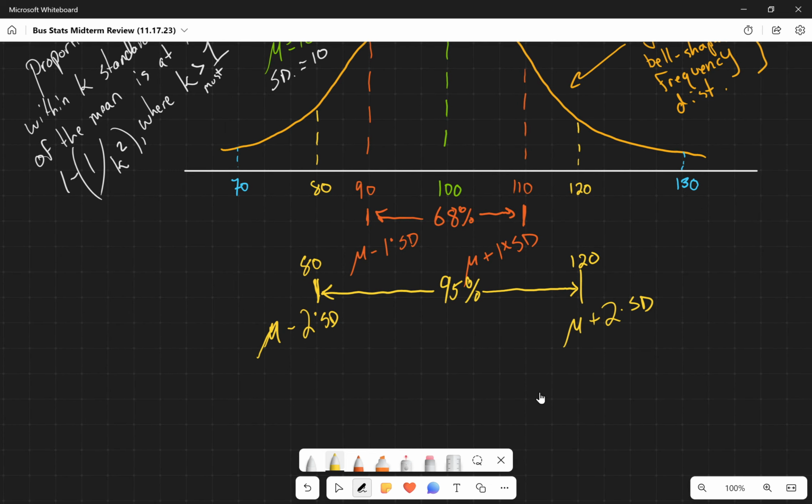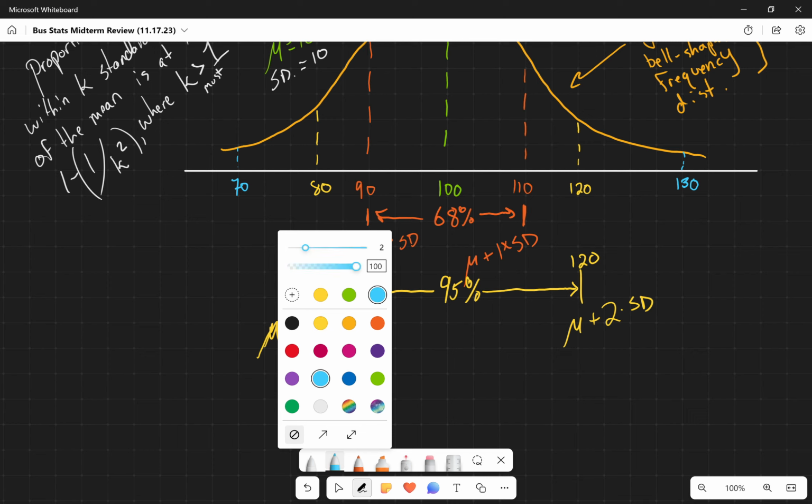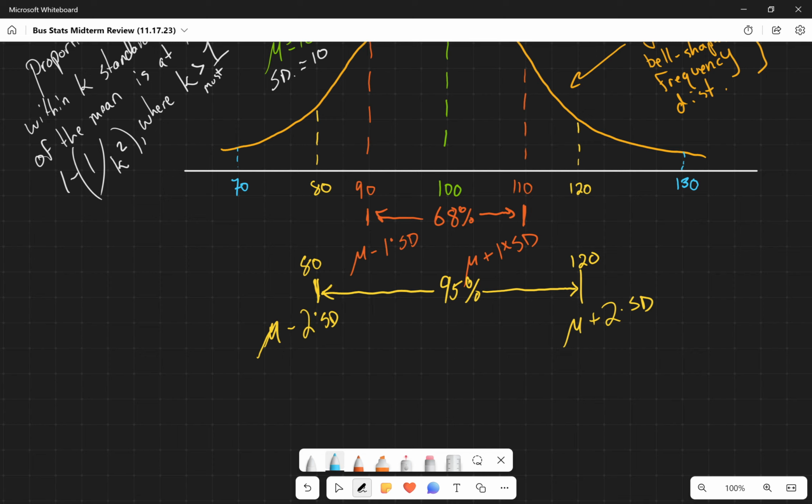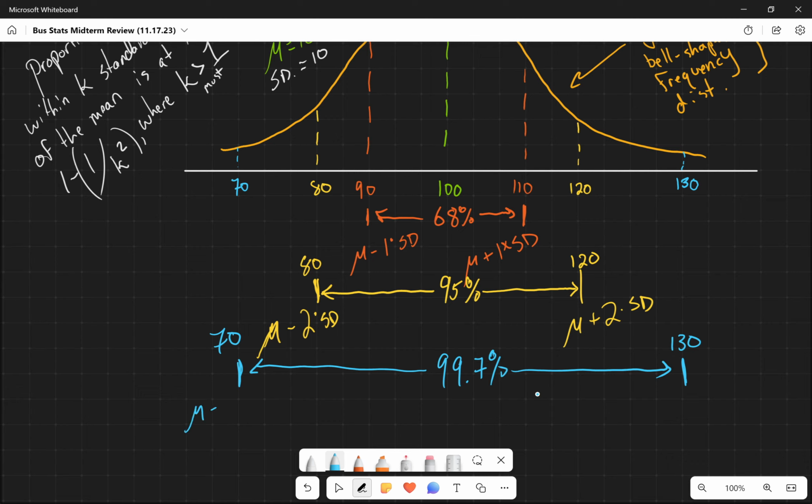And then lastly, we have the most comprehensive measure in our empirical rule, which is 70 and 130. This one has 99.7%. We calculate it by doing mu minus 3 times my standard deviation, and mu plus 3 times my standard deviation.